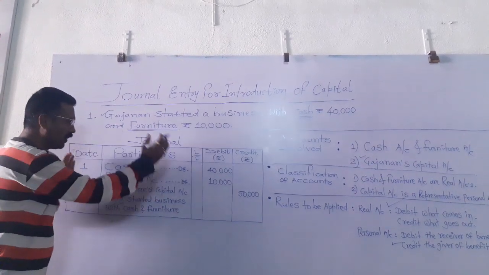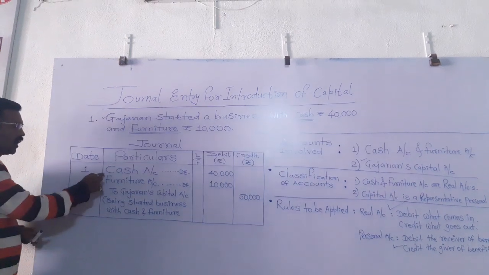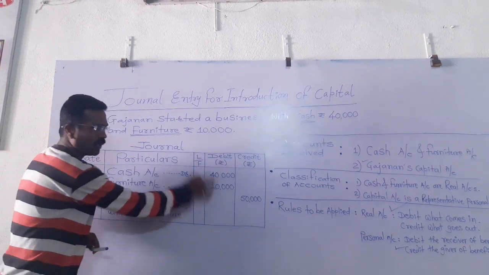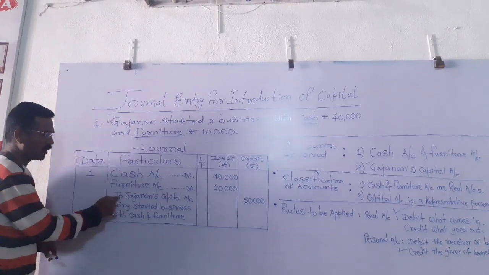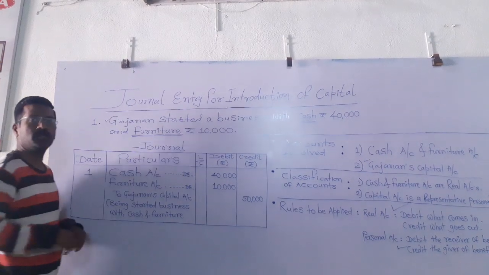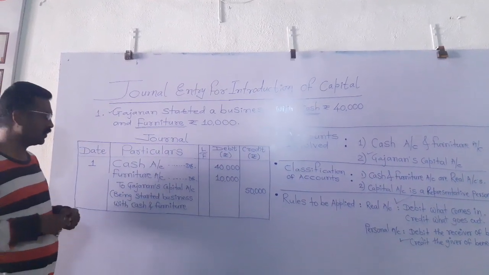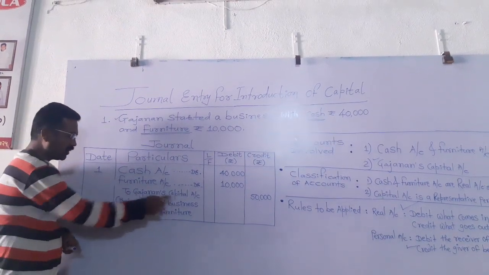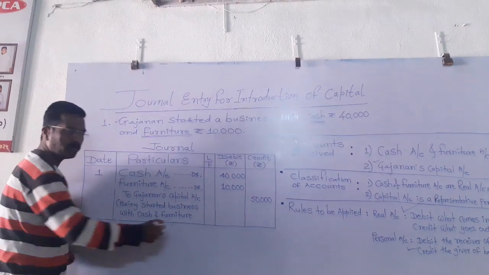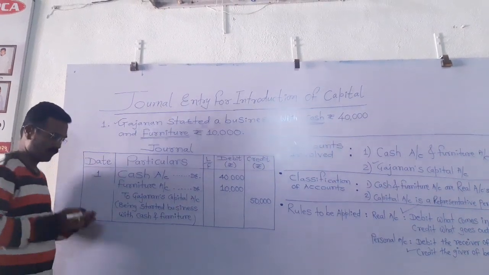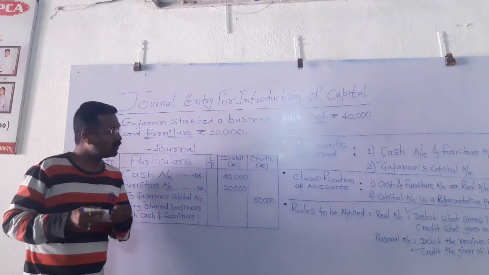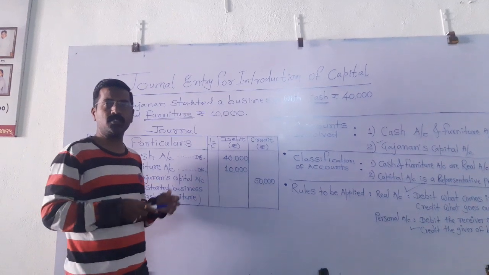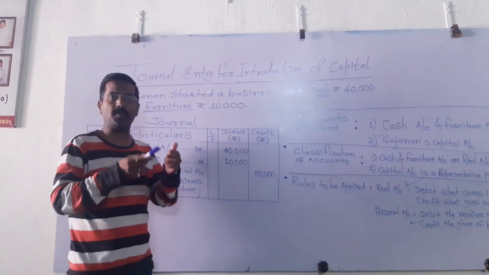The whole entry is cash account debit rupees 40,000, furniture account debit rupees 10,000 to Gajanan's capital account credit rupees 50,000. Narration: being started business with cash and furniture. This way, we have completed the journal entry for introduction of capital.